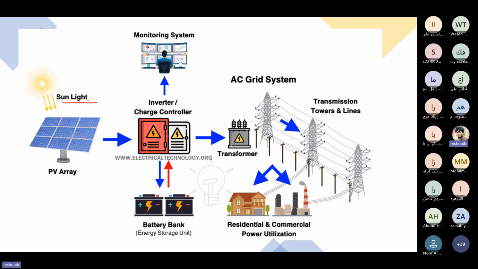So the sunlight is coming on the PV arrays. It is exposed to the light and converting into DC. This DC goes to an inverter. This inverter, of course, converts from DC to AC. And this AC is provided to the transformer for step up or step down. Then it is given to the AC grid system. And this is our transmission lines. And this is our load.